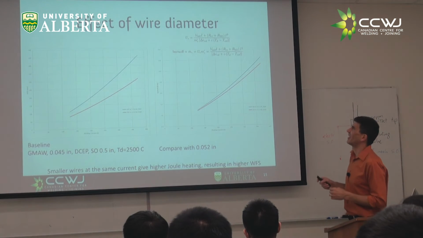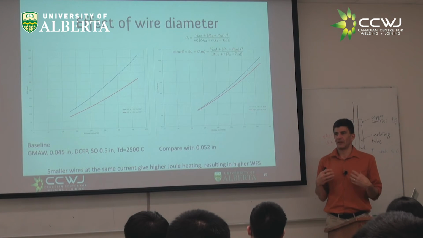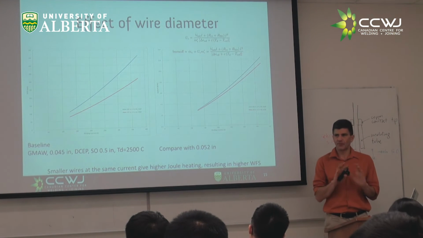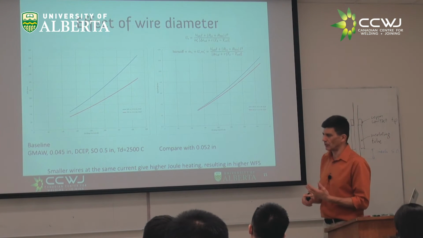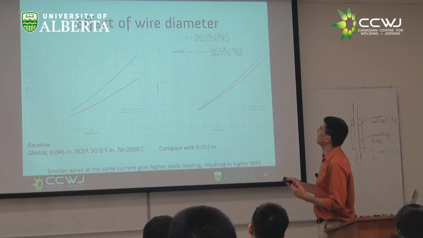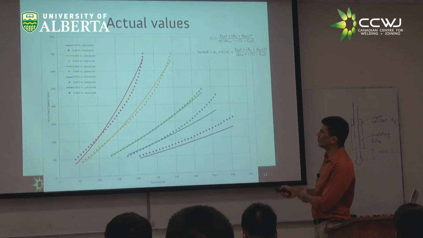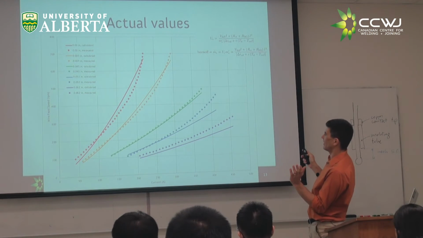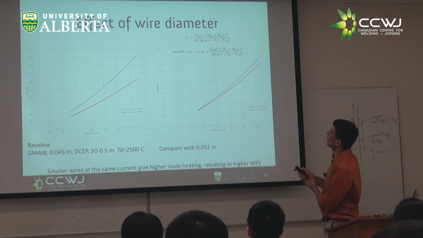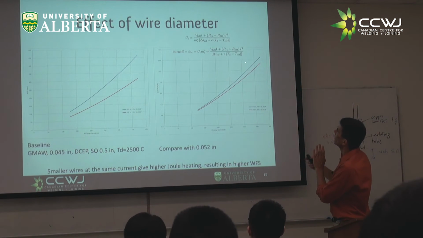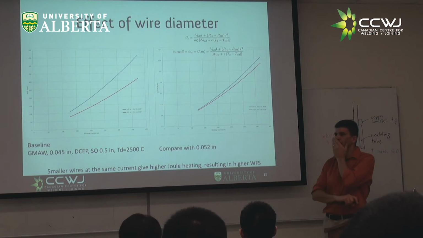OK, so this is a formula I just taught you, right? This is just the formula, plain and straight. No correction factors, no fudge factor, no nothing. And this is a formula that gave us these good curves here, or as good as I could get them. All right. So what is the effect of wire diameter? Where is the wire diameter in this formula?